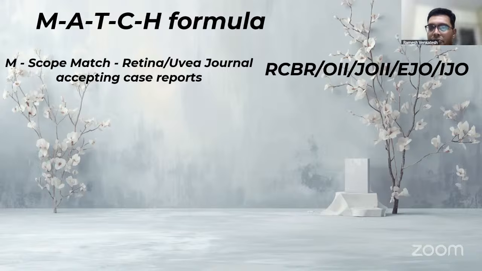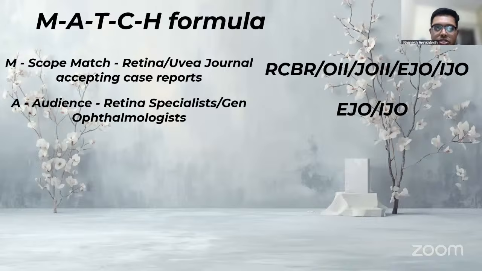Ocular Inflammation and Immunology, Journal of Ocular Infection and Immunology, European Journal, Indian Journal of Ophthalmology. This is where I would look from my particular scope of the journal. So these are the journals which talk about retinal diseases, uveal pathologies, and they accept case reports as well.